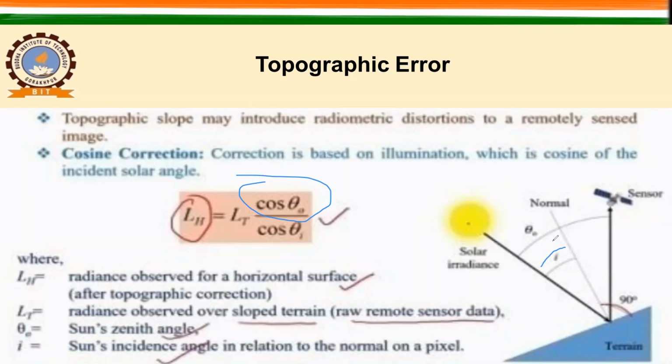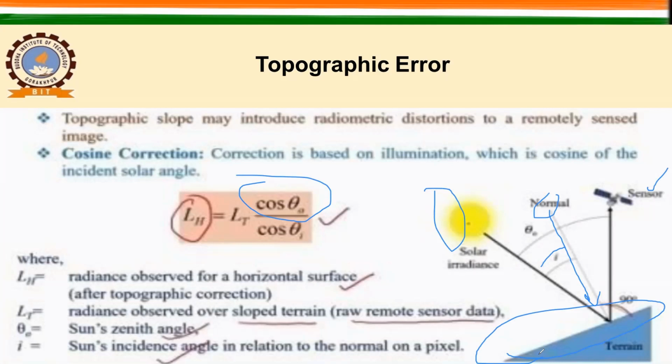Here you can see we have the cosine correction. Cosine correction is based on the illumination, which is the cosine of the incident solar angle, this angle. If this is normal to this particular surface, and the sun is located here illuminating it, and the sensor is situated here, so what is happening here? In the image, this will appear like a horizontal plane, but it is not, because it has this slope.